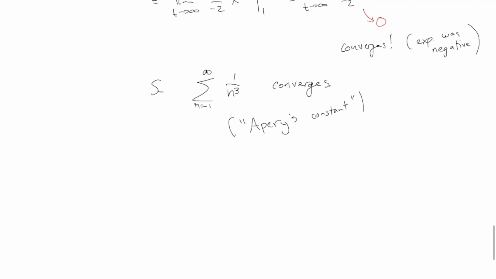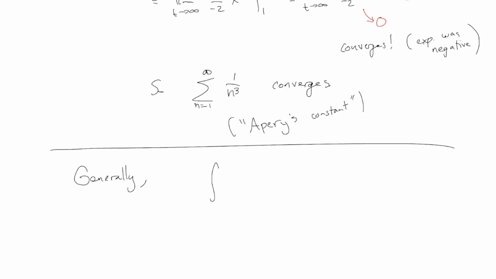So generally speaking, this will work in general. Generally, if I have the series 1 over n to the power p, this converges as long as p is greater than 1. If p is greater than 1, then when you do the integral, the p remains as a negative exponent, and so it's going to converge when you do the improper integral.